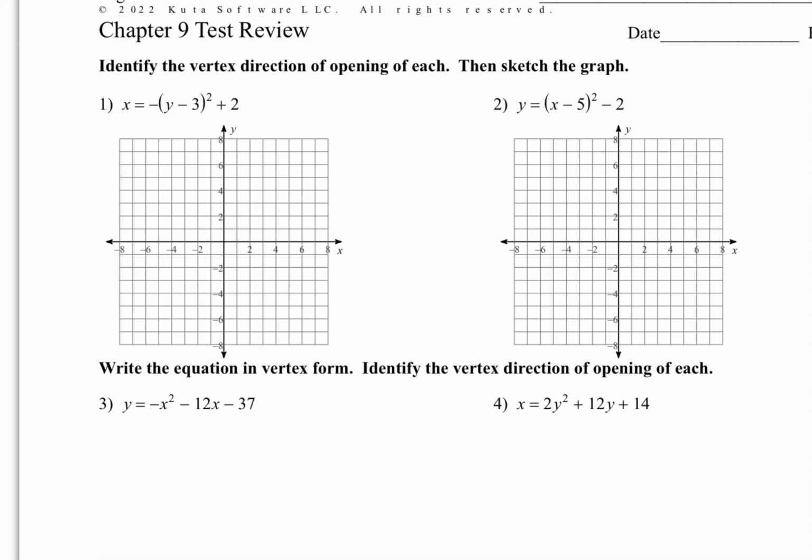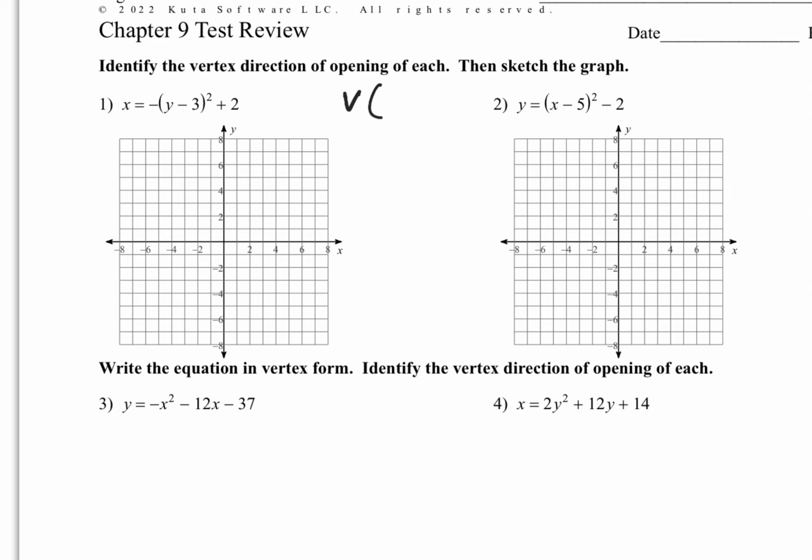So the test itself is on parabolas, circles, ellipses, and hyperbolas, both identifying the vertexes and all those things, as well as graphing them and completing the square. So in this first set of test review questions, it says identify the vertex and direction of opening of each, then sketch the graph. So remember when you're doing the vertex. So start out by doing the vertex here.